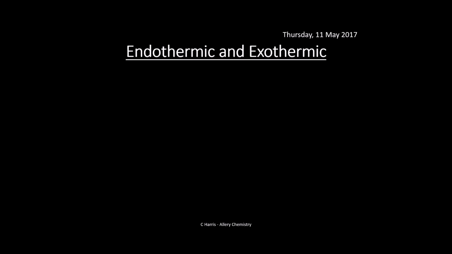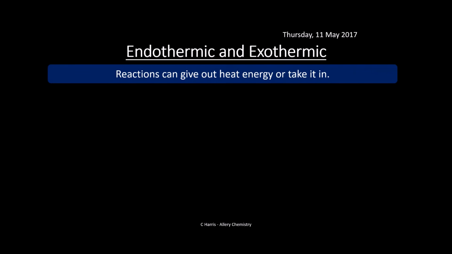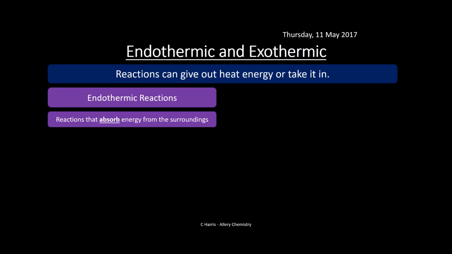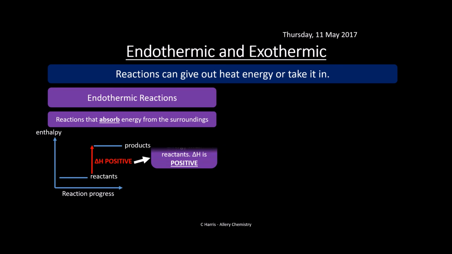Let's look at exothermic and endothermic reactions. Reactions can give out heat energy or take it in. Endothermic reactions absorb energy from the surroundings. For example, the products in this reaction are higher in energy than the reactants, and delta H is positive. You can see there's the energy required to move from reactants to products. Products are higher in energy, so this is an endothermic reaction. Energy is taken in to produce your products.